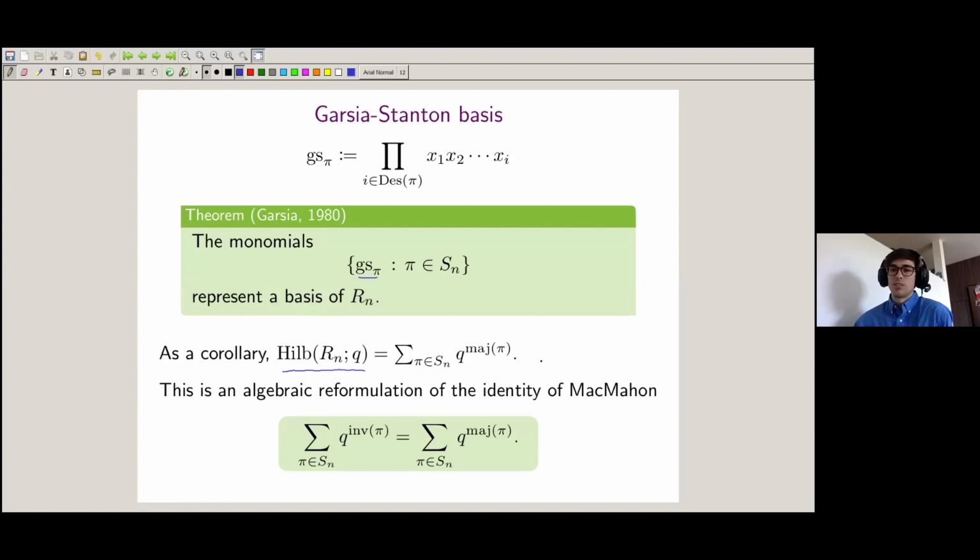Okay, so this gives you an algebraic reformulation of an identity of MacMahon that equidistributes the major index and the number of inversions on permutations.